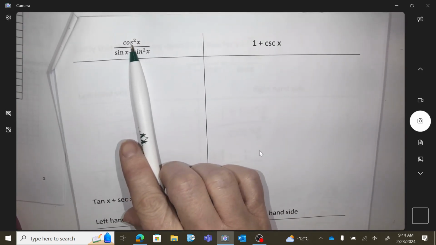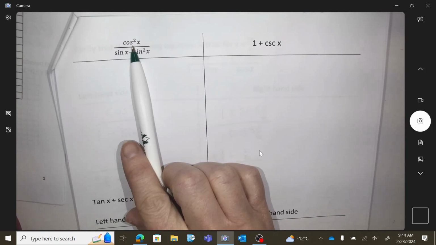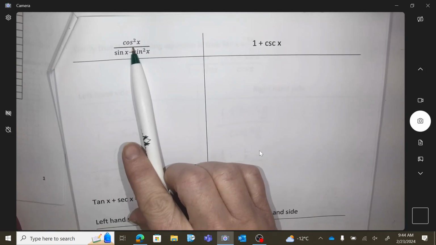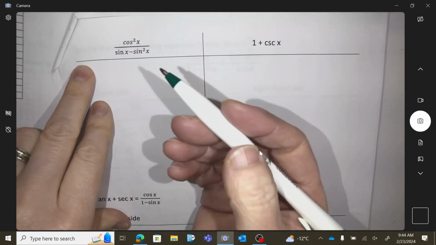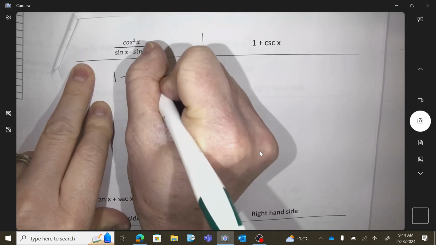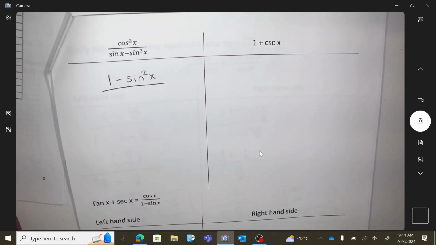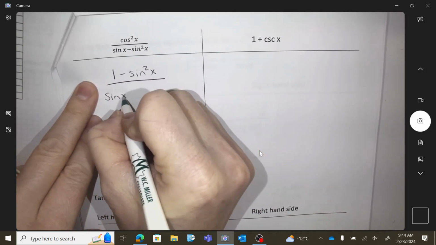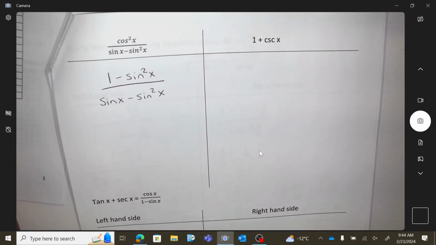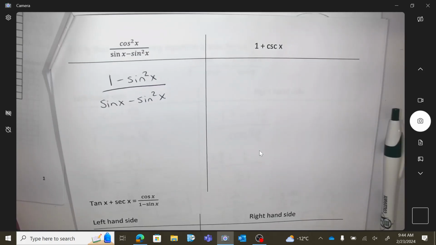So can you look at this cos stuff? The cos squared. Would you have a replacement for cos squared? Top corner. Find something from the corner to replace cos squared with. Okay.